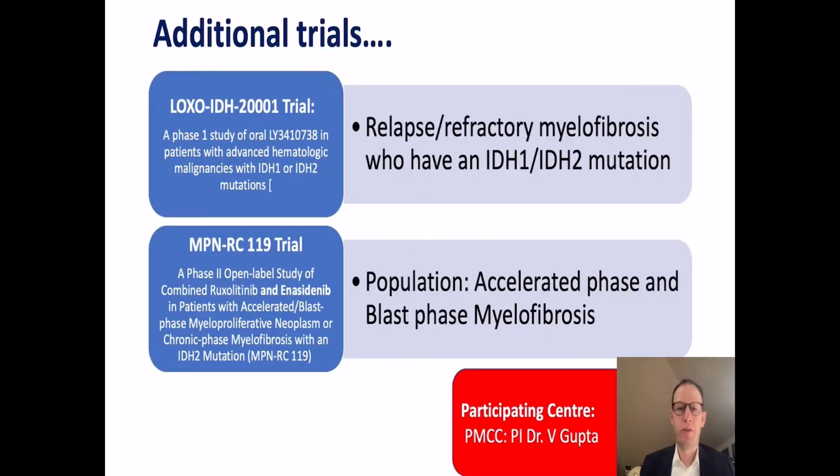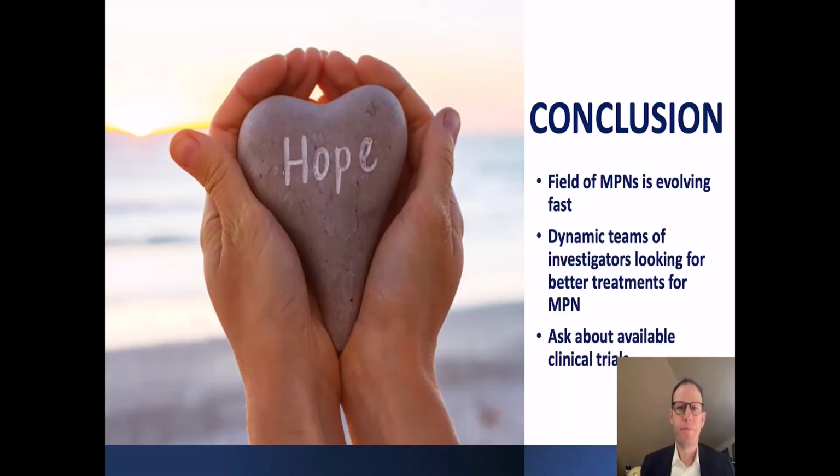So there are more trials, like I said, but two that I just want to point out very quickly. They are conducted at Princess Margaret Hospital for relapsed refractory patients who have an IDH1 and IDH2 mutation, so they have an investigational drug. And then there is another trial where they look at patients who have accelerated phase or blast phase myelofibrosis using a drug called imetelstat. So this is happening in Toronto.